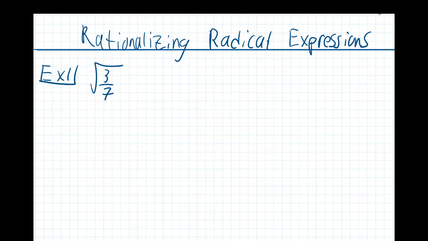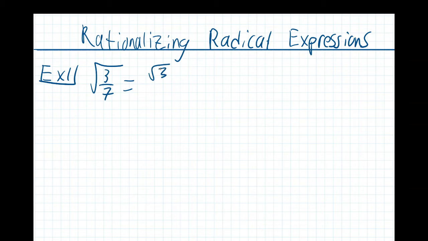So our next lesson will be rationalizing radical expressions. Now, rationalizing is simply the process of getting rid of any square roots in our denominators. We are not allowed to have irrational numbers, aka square roots, underneath our fractions in our denominators. So for example 1 here, we have the square root of 3 over 7.